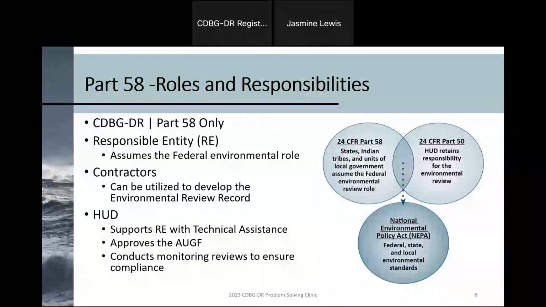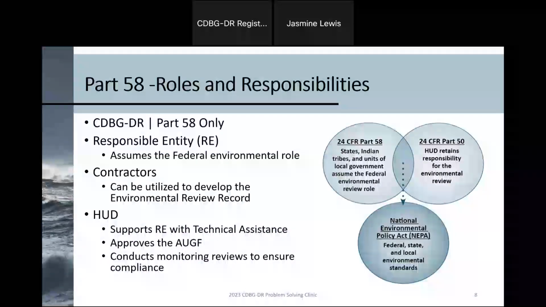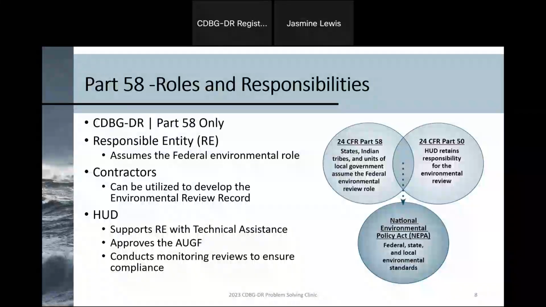Another role in the process is that of contractors and consultants. Consultants can be very helpful in streamlining the environmental review process for responsible entities, especially when staff capacity is an issue. But it is very, very important to realize that even though consultants can be used to prepare the environmental review record, they cannot make determinations, they cannot make environmental findings, and they cannot carry out consultations. These are responsibilities that only the responsible entity can perform.